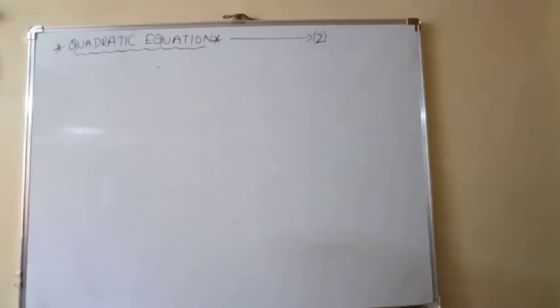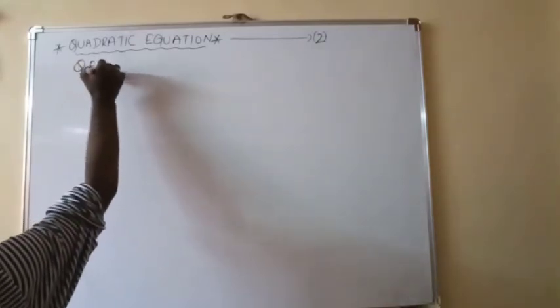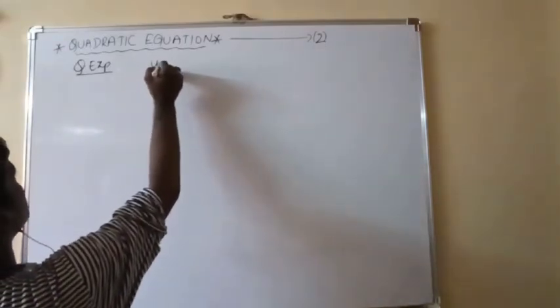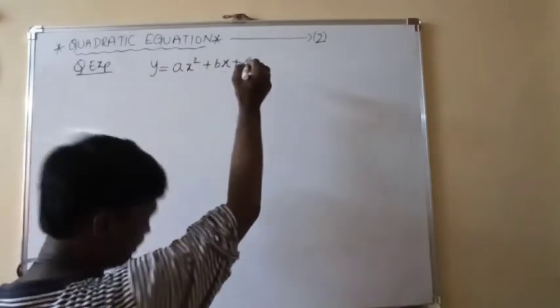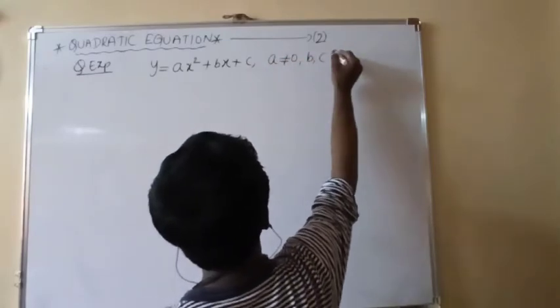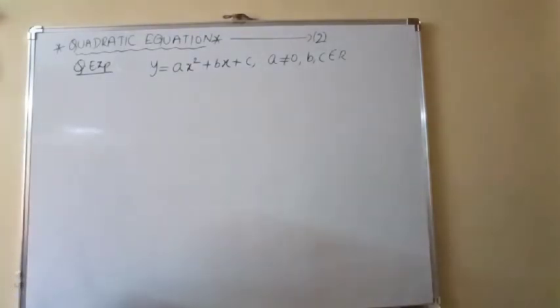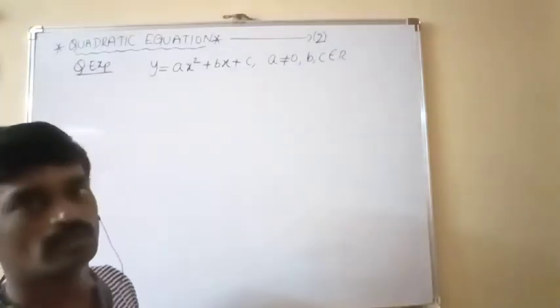After this important area is the quadratic expression and its graph. Okay, so consider y is equal to ax square plus bx plus c. So when it is a quadratic expression, a is not equal to 0, and consider your coefficients are real numbers. Expression is nothing but plotting, just plotting the graph.